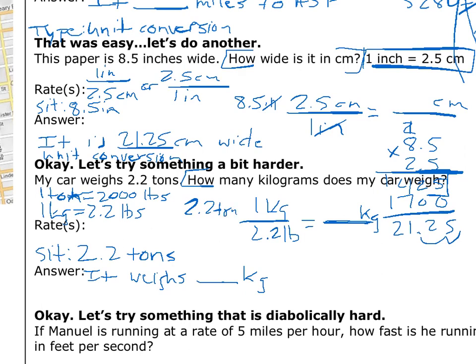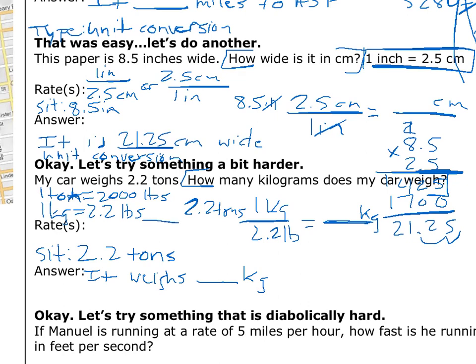2.2 tons. What happens with my units? Alvaro? Yeah, they're different. These can't cancel out. I can't cancel out tons with pounds. So what I can do, Kyrie, what do you think? You can change 2.2 tons into pounds. So he's saying change my tons into pounds. So, well, how do I do that?